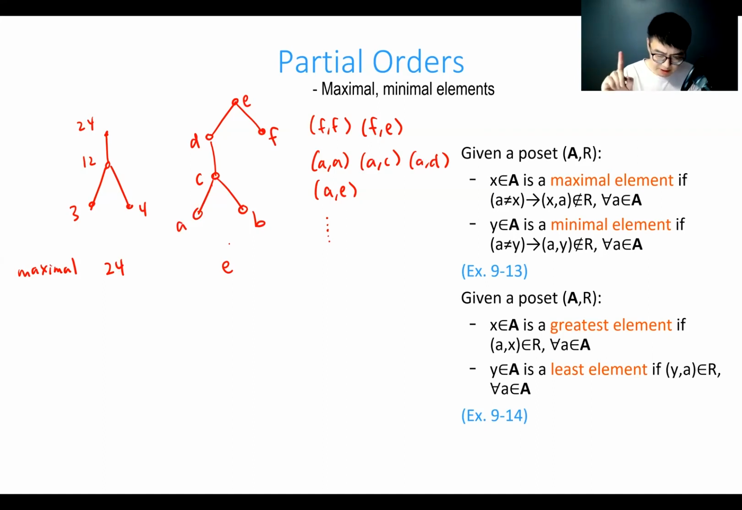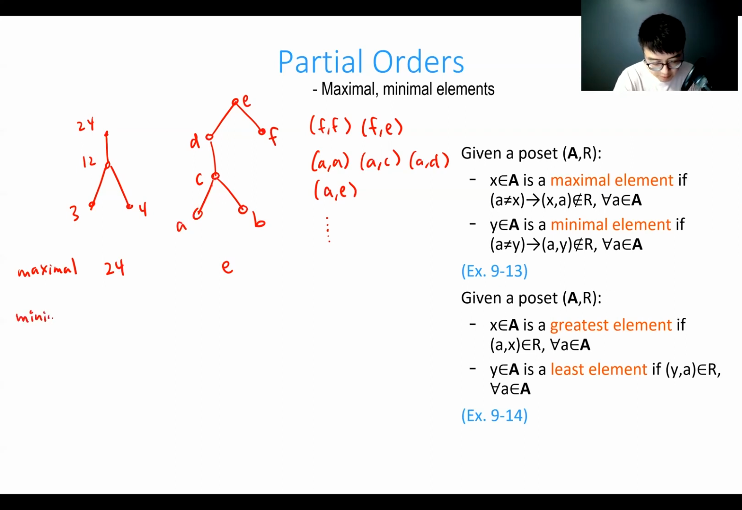Now I did mention that maximal and minimal elements do not need to be unique. So let's give an example. What if I had another one like this? What if I had a G like this? Then G would also be maximal. So please verify that. If I had G there, G would also be maximal. But as it is, it's only E.